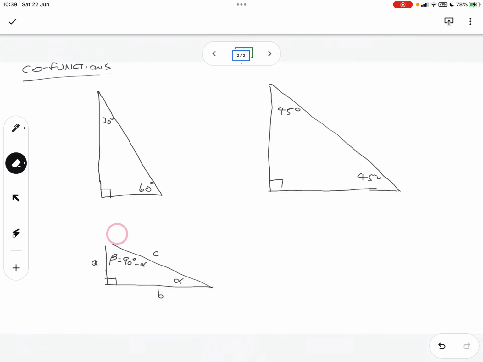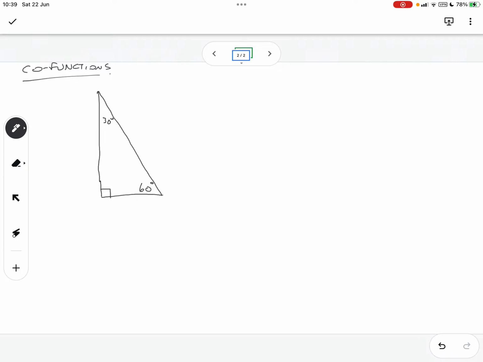Actually, let me just erase these. Start one triangle per slide. So we'll start with 30, 60, 90. So let's take 30 degrees and then 60 degrees.